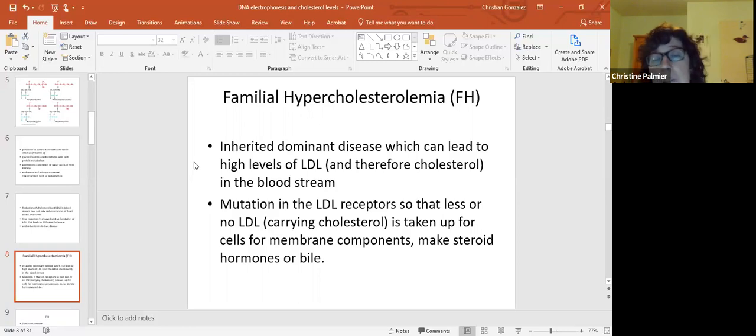So there are mutations in the LDL receptors that are in the membranes of cells, and normally those receptors would bring in the cholesterol when the cell needs it, but if there's a mutation there, they never bring the cholesterol in, and these people have abnormally high levels of cholesterol, even if they did not eat any food with cholesterol in it.